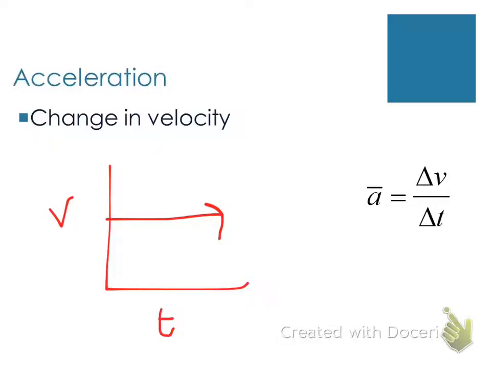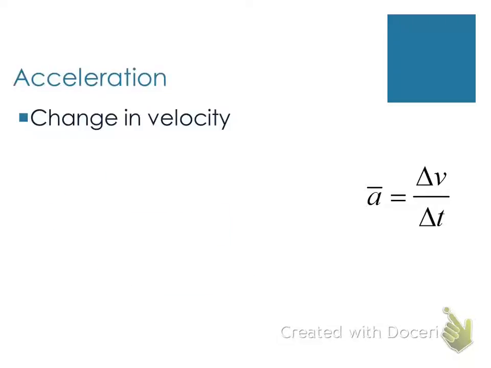So this is the equation for acceleration: change in velocity over change in time. Acceleration, we already saw, can be both positive and negative. Does negative acceleration always mean that something is slowing down? No, it does not. So let's look at our graph again.